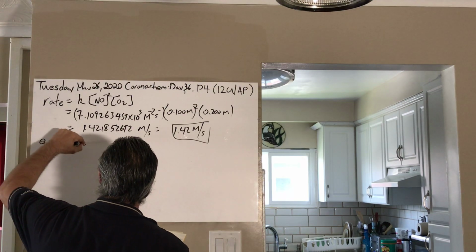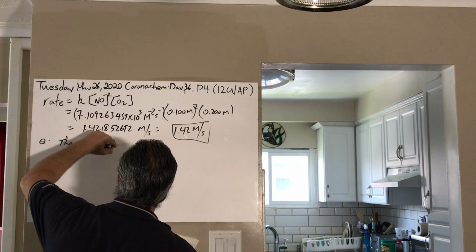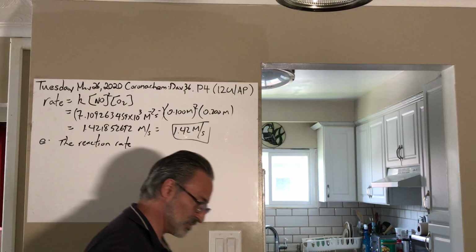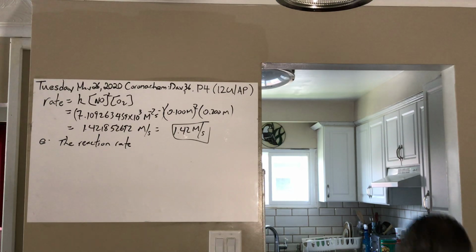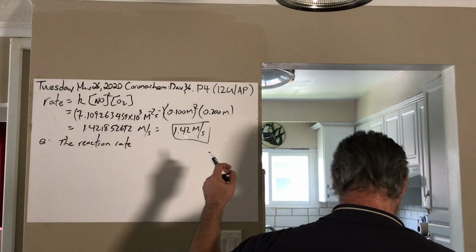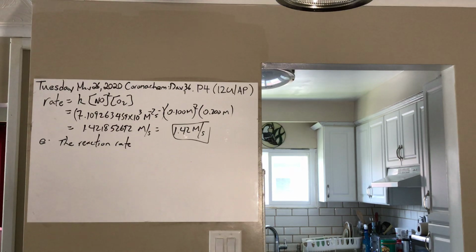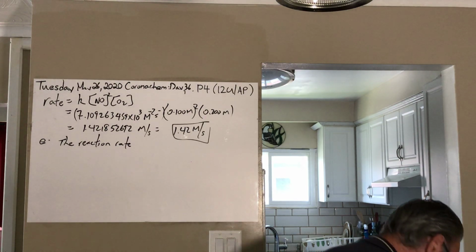Reaction rate. Well, let's see what the question asks first. 1430D asks: what is the rate of disappearance of nitrogen monoxide when the NO concentration is 0.1 and O2 is... no, that was D. What is E? What is the rate of disappearance of oxygen at the concentration given in part D?